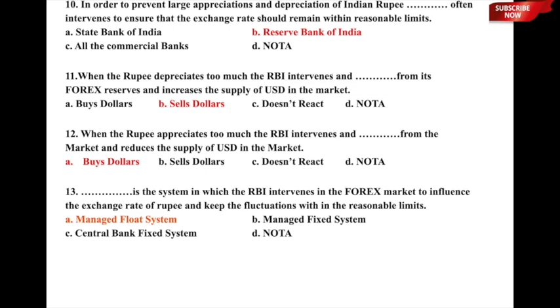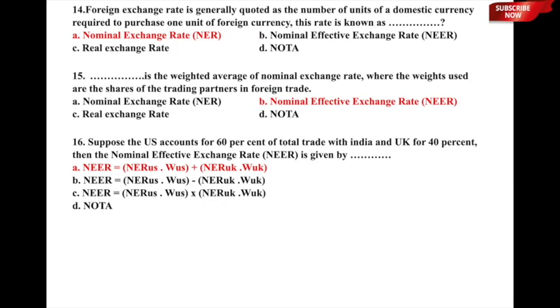So, here the terminology used in economic literature to denote this situation wherein the Reserve Bank of India is intervening in the foreign exchange market to influence the exchange rate of rupee and keep the fluctuations within the reasonable limits is termed as managed float system. So, option A, managed float system, is the correct answer to this particular question. Very important idea as far as international trade is concerned. So, option A, managed float system, is the correct answer to question number 13. Let us now move to question number 14.